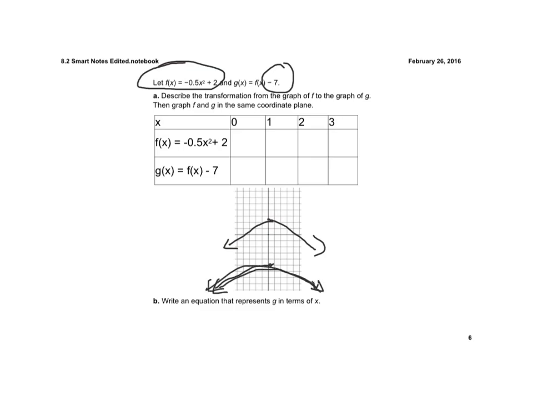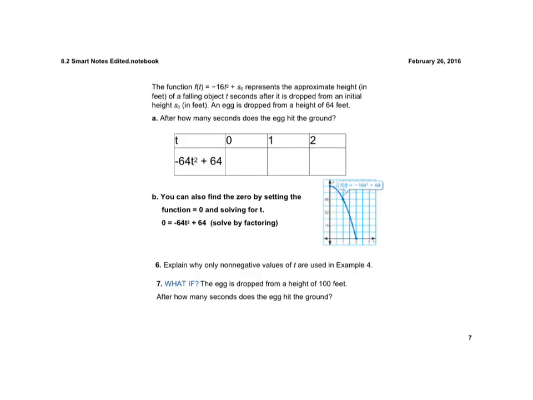Okay? So now, in reality then, it says then graph f and g, and we did that. Write the equation that represents g in terms of x. So now g of x would actually equal negative 0.5 x squared minus 5, because the vertex is down at 0, negative 5. But everything else stays the same. All they did was shift the graph down 7 units.